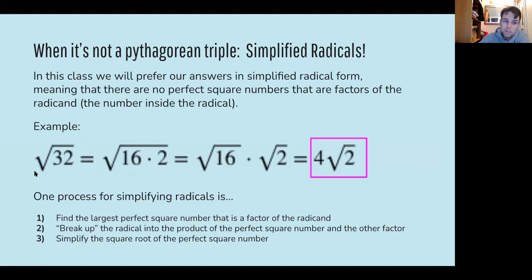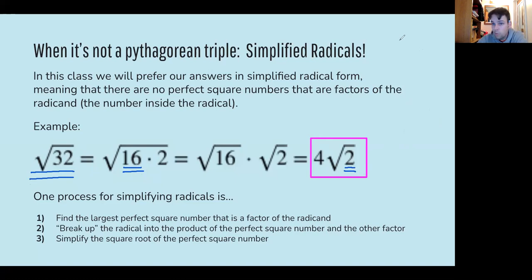So we have simplified the square root of 32 into this. 32 has 16, which is a factor. 16 is a perfect square number. So this is not in simplified radical form. This is in simplified radical form because the radicand has no perfect square factors other than 1. Every number has a factor of 1, so it would be impossible to simplify if we included 1 in that list.